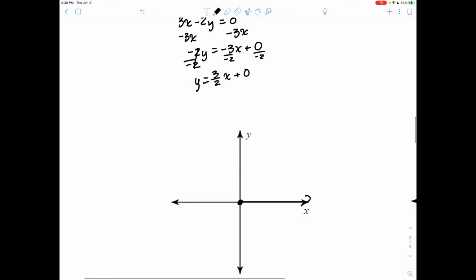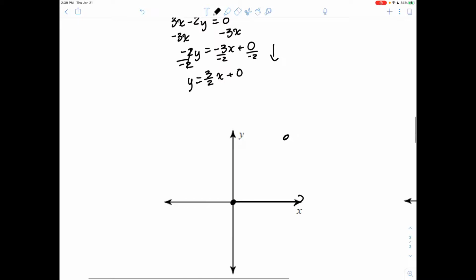Okay, and then rise 3 and run 2. But I can't really do that because that would put me in quadrant 1. I want to be in quadrant 3. So maybe instead of rising 3 and running 2, up and right, I'll go down 3 and left 2, down and left. That's also a positive slope. So I'm going to go down 1, 2, 3.